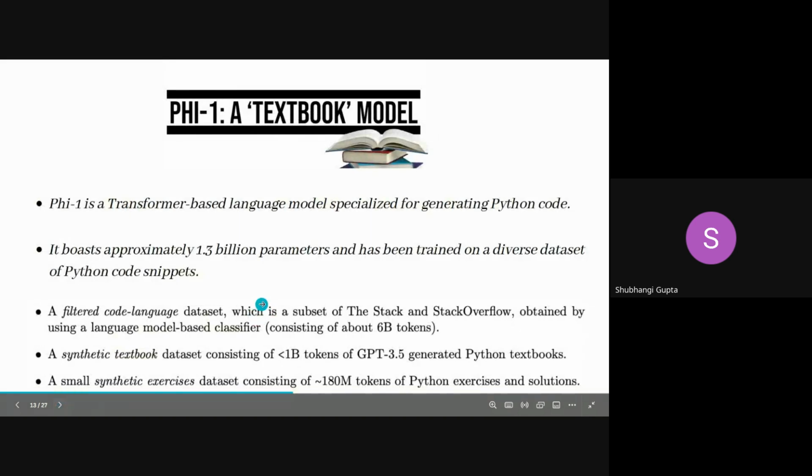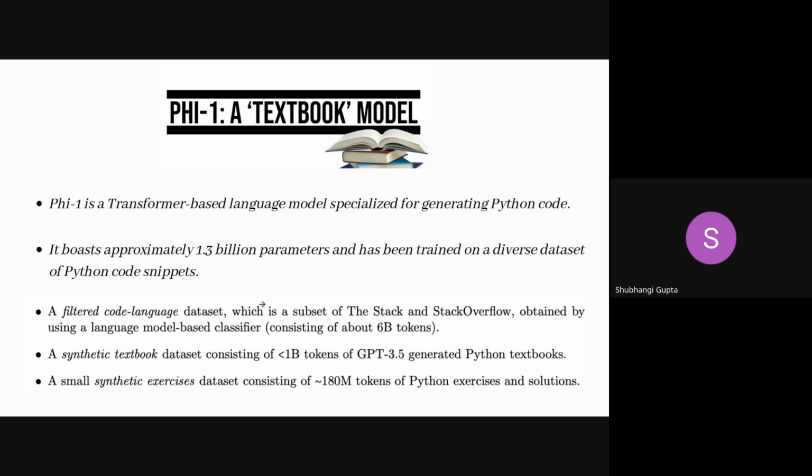So first, let's talk about the Phi-1 model. The Phi-1 model is capable of Python coding tasks and it's very small. It's built on only 1.3 billion parameters, which is only 1% of the size of GPT-3. And it relies on three primary data sets for its training.